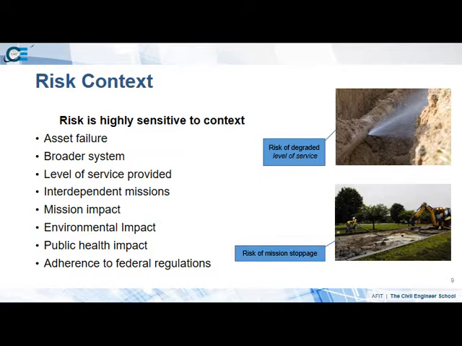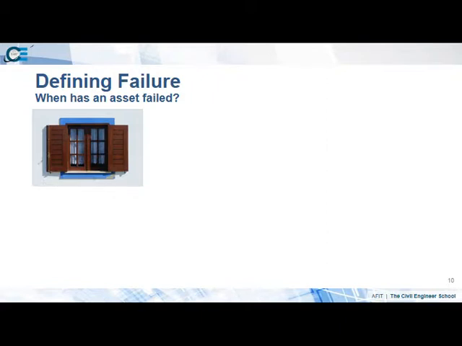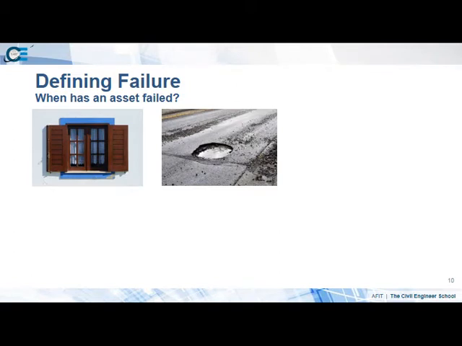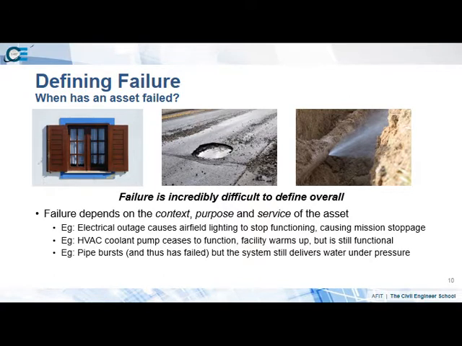So let's talk about failure for a minute. So when has an asset failed? Does a window fail when it cracks or when the vapor barrier is penetrated? Does a road fail when there's some potholes on it? At what point is that road no longer passable? There we see our pipe again. Has that system failed because there's a leak in the pipe? As we can see, failure is incredibly hard to define. It depends on the context, the purpose of that asset, and the service of that asset.